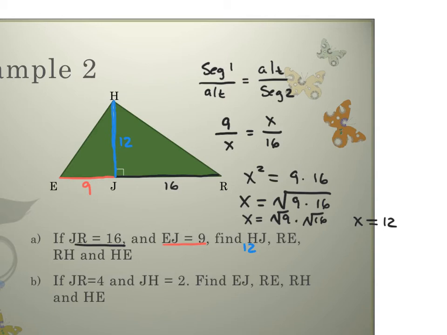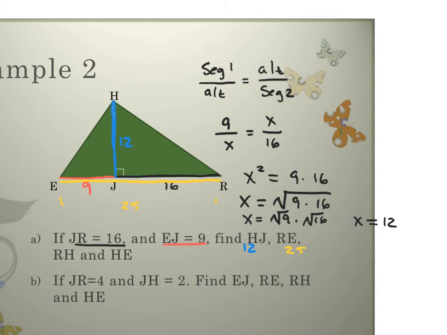Now they want me to find RE. RE is this line right there. How in the world could I ever possibly find that? I don't have a formula that told me how to do that. Addition. Oh, you mean I could just add those 2 things together? 9 and 16. What is 9 and 16? 25. So this is 25.